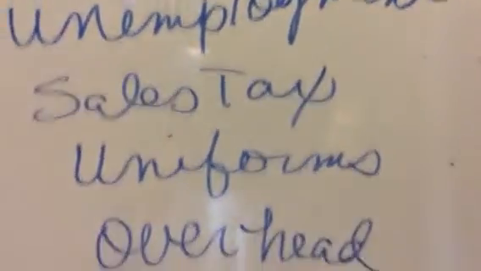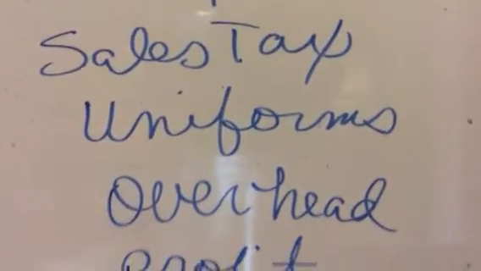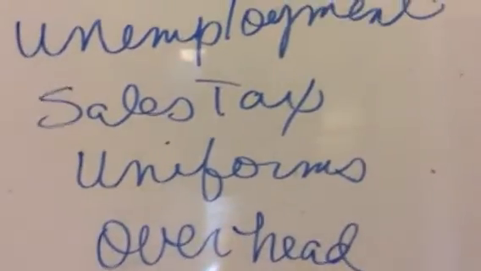Uniforms. You definitely want to look professional and have your uniform. So there should be money set aside for each bid for a uniform. It could be 2%. Overhead is your cell phone, your business lines, your gas, anything that's required, your office, your paper to actually print out the bids. All of that is considered overhead.